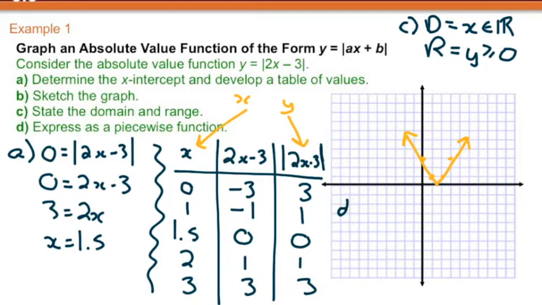Question D, a piecewise function. We'll have y equals, we'll need to open up the bracket because we will now have two equations defining this function. The first one is always the original function without the absolute value, so 2x minus 3. The second one is always the negative of that, so negative 2x minus 3.